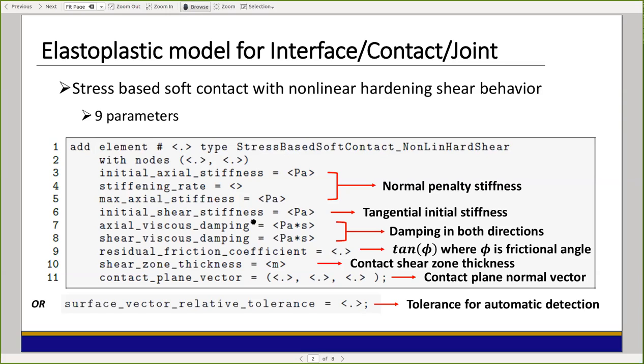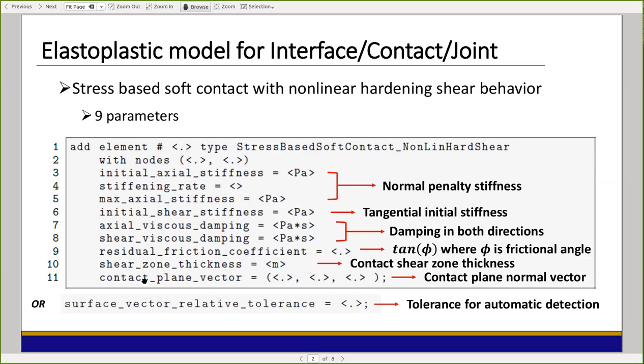We have 9 parameters for this material model. The first 3 parameters control the normal penalty stiffness behavior of the contact. And then we have initial shear stiffness, which gives the initial tangential stiffness of the shear direction. And also we have 2 parameters for the normal and shear direction damping response. And also we have a parameter for the residual friction coefficient, which is essentially tangent phi, where phi is the friction angle of your contact interface. And it's also very important to specify the shear zone thickness of your contact.